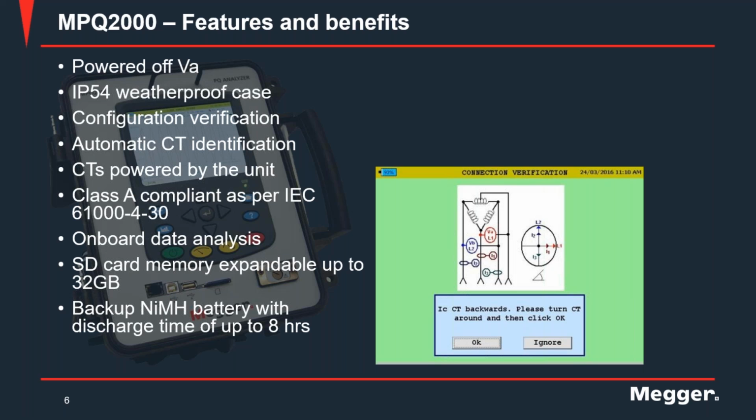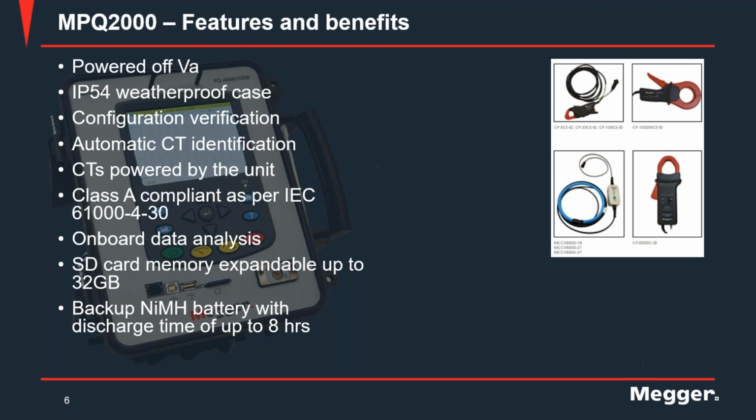Besides that, there is automatic CT identification. We provide different types of CTs as accessories. We provide rope CTs. We provide split core clamps, a clamp which is capable of measuring DC as well as AC. And these CTs have different ratios on it. The unit identifies the CT ratio when you directly connect the CT. The CTs are powered by the unit, so they do not rely on a battery.